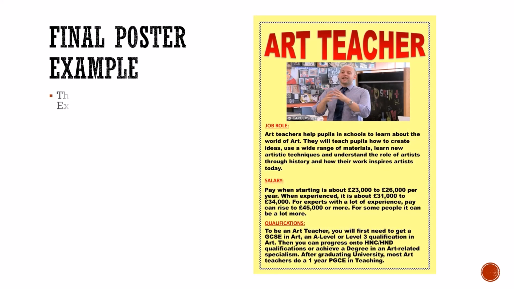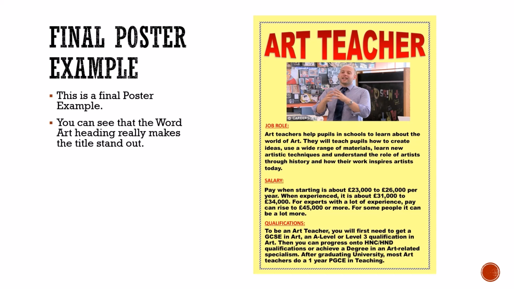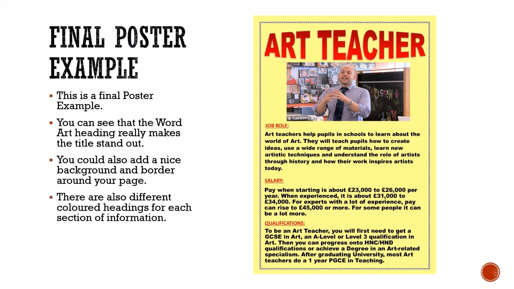So my final poster example looks something like this. As you can see, at the very top, I've used WordArt to really make my heading stand out, and you can use that too. You can put in different colors, you can make it go in different directions, you can make it big or small, whatever way you want to do it. You can also add a nice background to your poster, maybe a border around the page to set it off. You can also add different colored headings for each section of information. You can see there for job role, salary and qualifications, I've added a red capital text, and that makes the section stand out and makes it easier to read.